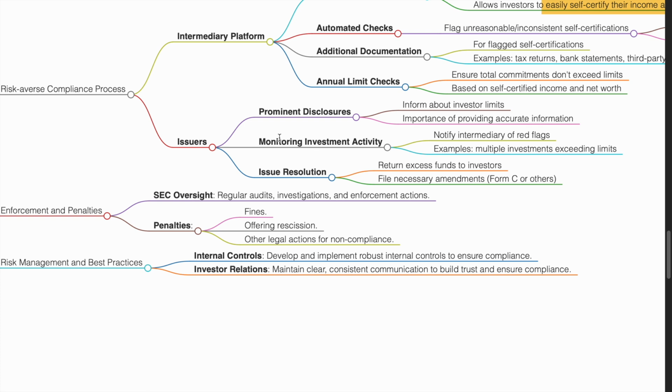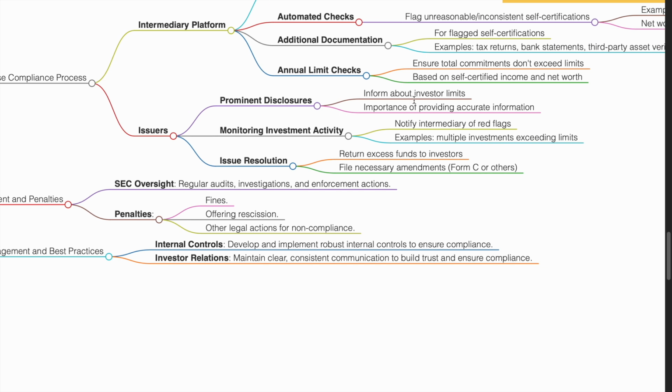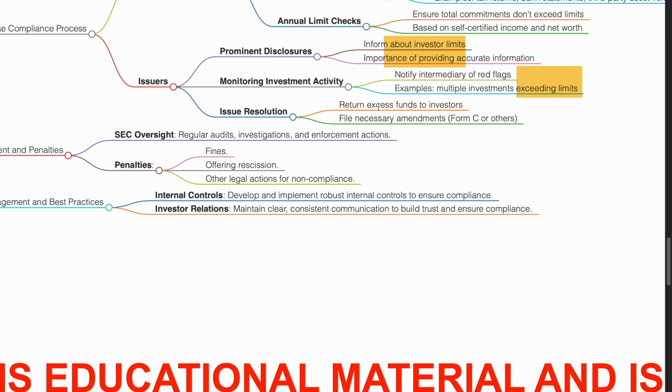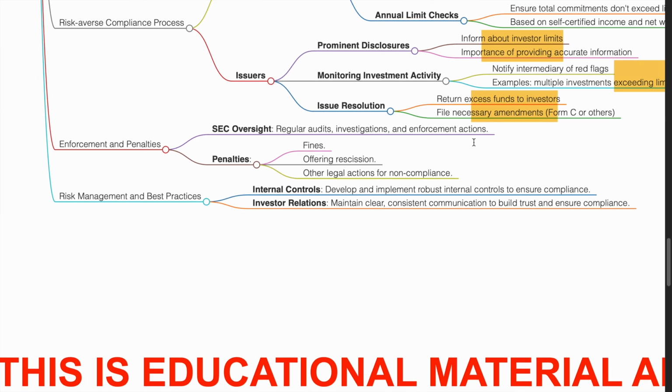So that's for the intermediary platform itself. Essentially, we just touched on what happens next with the issuers. Likewise, you've got to inform about the investor limits. You've got to provide accurate information. There's got to be notifications of red flags. Multiple investments exceeding limits, that's not going to be okay. So just keep these things in mind. And as I said earlier, any excess funds will need to be returned to the investors. And of course, any amendments, whether to Form C or otherwise, do need to be filed. So if anything goes wrong, if a material thing occurs, the Form C has to be amended, and indeed this needs to be included in the subsequent Form C-AR.